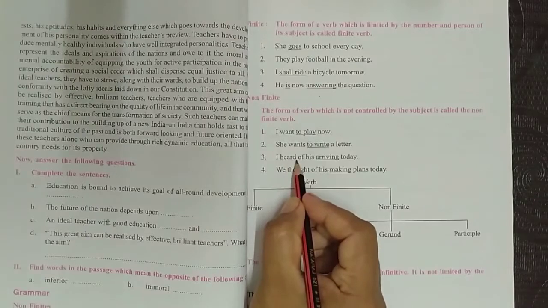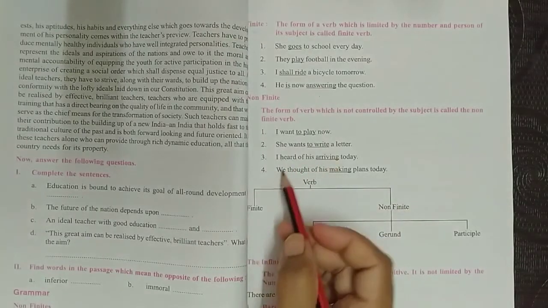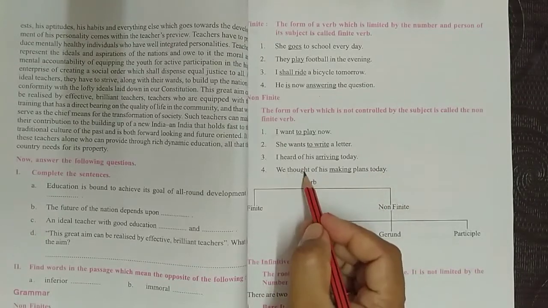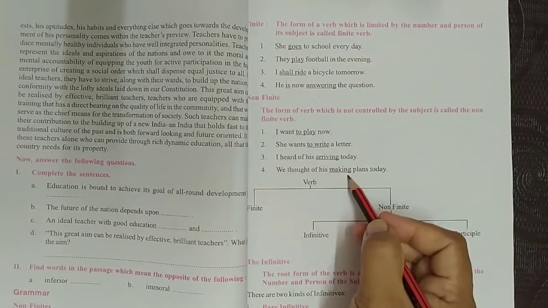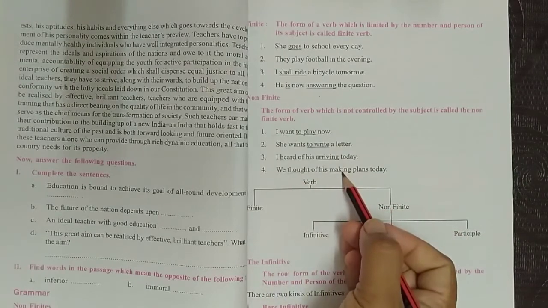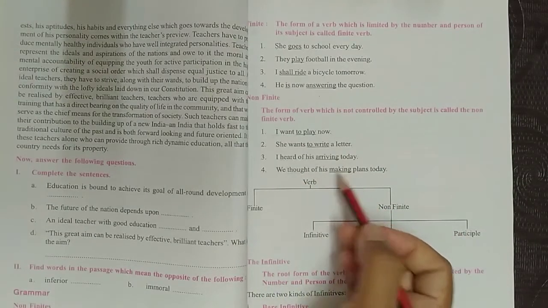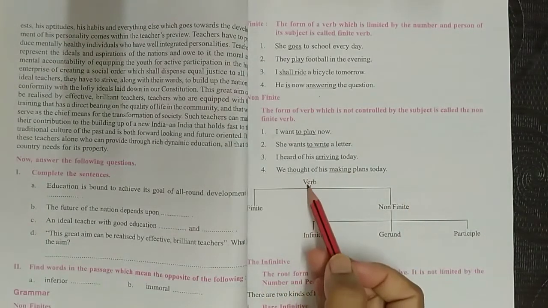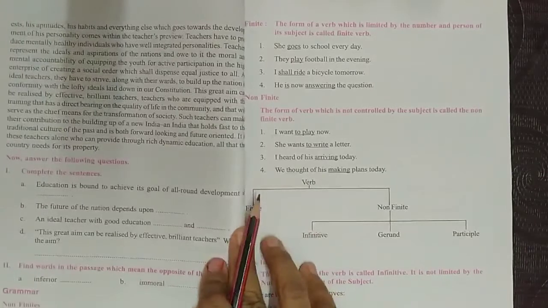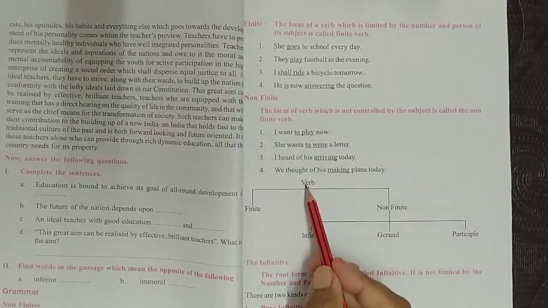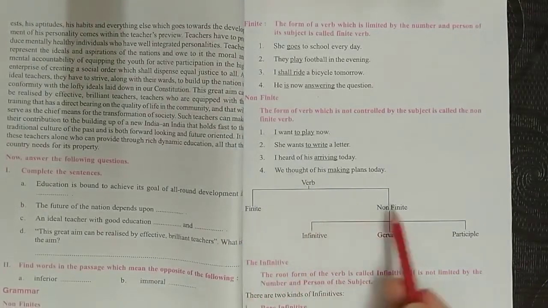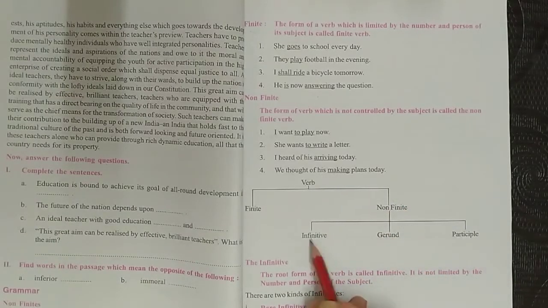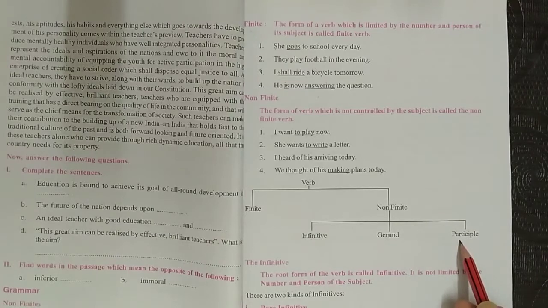Here the third form of verb plus the ing form of verb. We thought of his making plans today. Thought is the third form of think, and making means V1 plus ing, in the same manner. Now, to learn it very easily: there are two forms of verb, finite and non-finite. Non-finite are of three types: infinitive, gerund and participle.